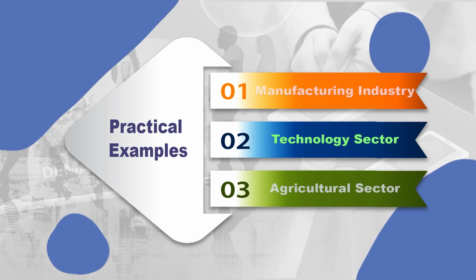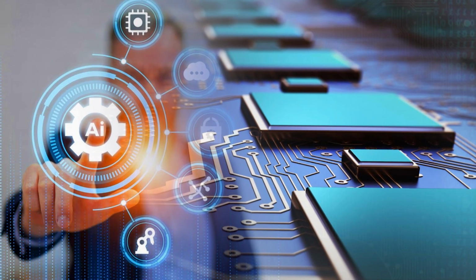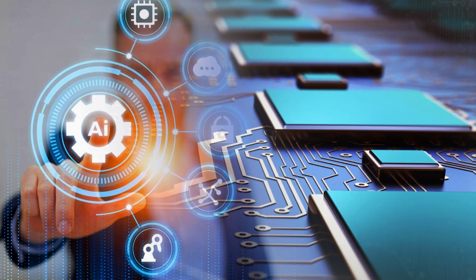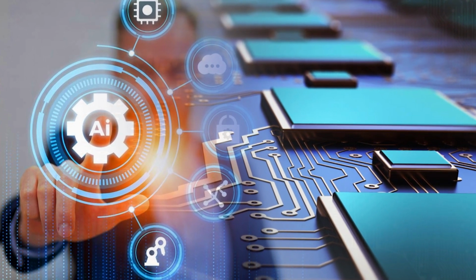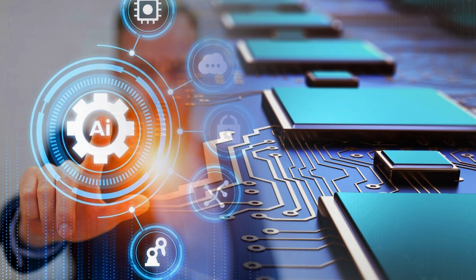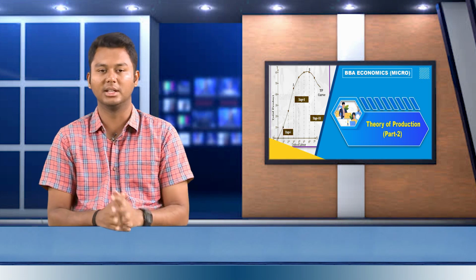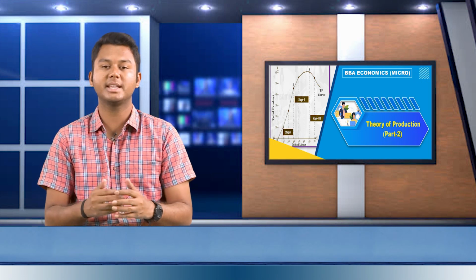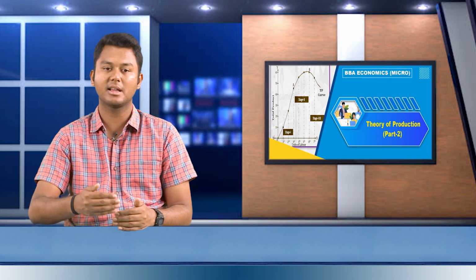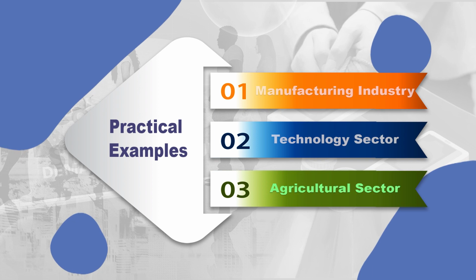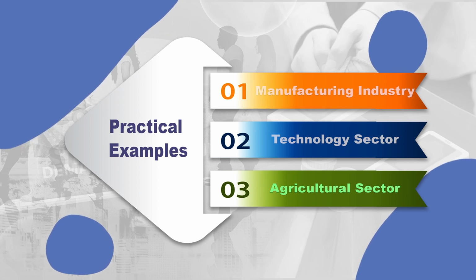Moving on to the technology sector. Technology sector companies often experience increasing returns to scale due to high initial costs of development but low marginal costs of adding new users or customers. For example, software firms like Microsoft or Google, where the cost of producing additional software copies is minimal compared to initial development cost.